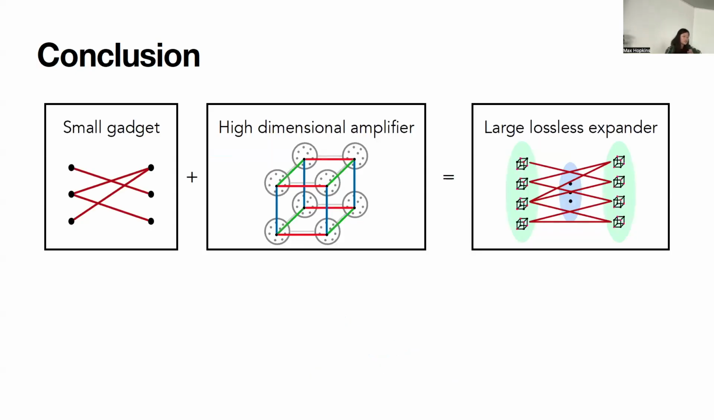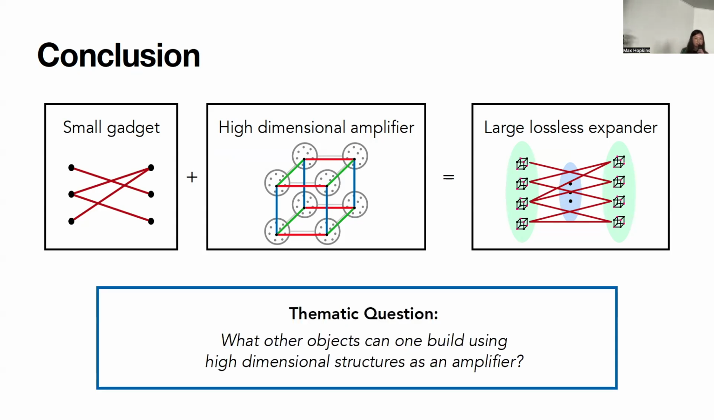Great. So in conclusion, what we did is we performed a local to global procedure where we took a small gadget graph. We combined it with a higher dimensional amplifier, and as a result, we got a large lossless expander. And maybe the thematic question for the workshop in general is, what other objects can you build using the same framework, using a higher dimensional structure as an amplifier to lift properties from local to global?